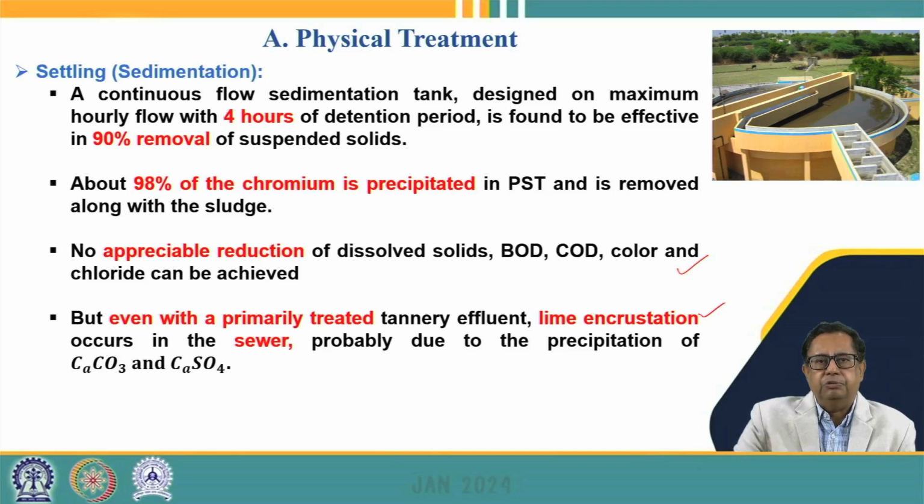For example, it is possible that some tanneries may only go for the physical treatment method, and then after that they may take this wastewater to a common effluent treatment plant where the biological methods may be applied for the treatment of the tannery wastewater. In that case, this wastewater may again lead to the precipitation of calcium carbonate and calcium sulfate, and it may lead to lime incrustation and the choking of the sewer lines.